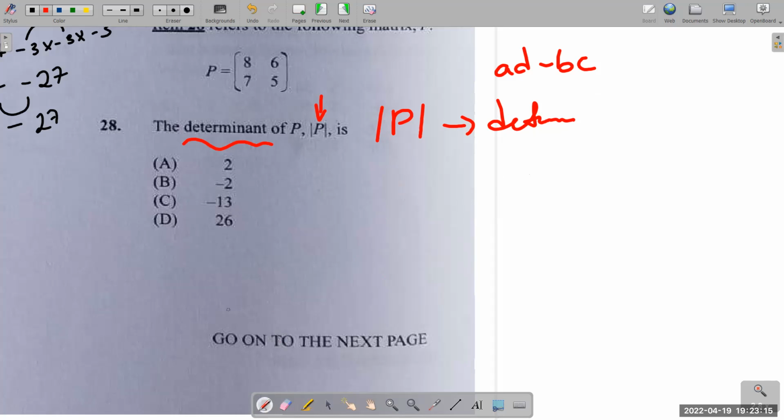So here, we know A is 8, B is 6, C is 7, D is 5. So that's 8 times 5 minus 6 times 7, right? 8 times 5 is what? 40. Minus 6 times 7 is what? 42. Back check, please. So we should get B. All right.